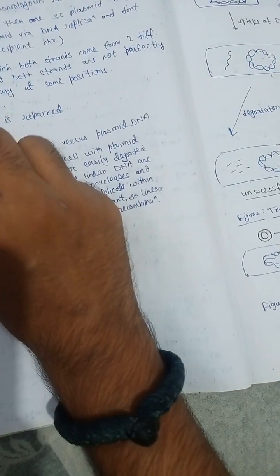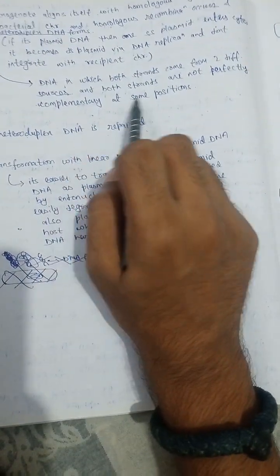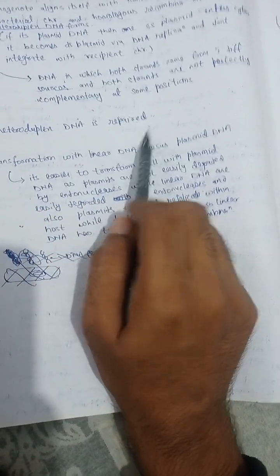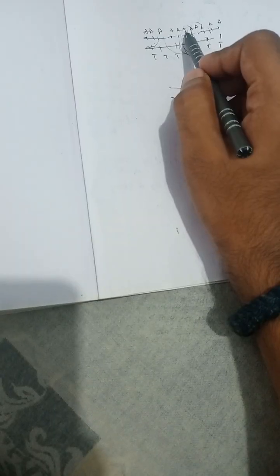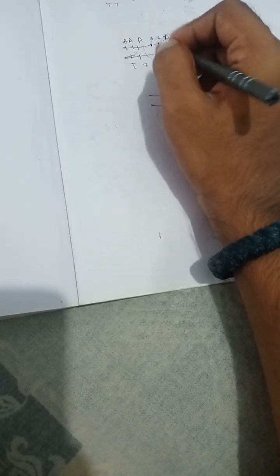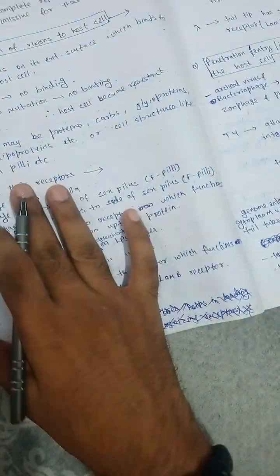So what is heteroduplex DNA? Heteroduplex DNA is DNA in which both strands come from two different sources and both strands are not perfectly complementary at some position. I have already explained this. Now this heteroduplex DNA is repaired. What does it mean? See what happens, this T will be removed and A will be inserted. Now it will perfectly recombine. So heteroduplex DNA is repaired, so it will appear like this, normal. Okay, this is repair of heteroduplex DNA.